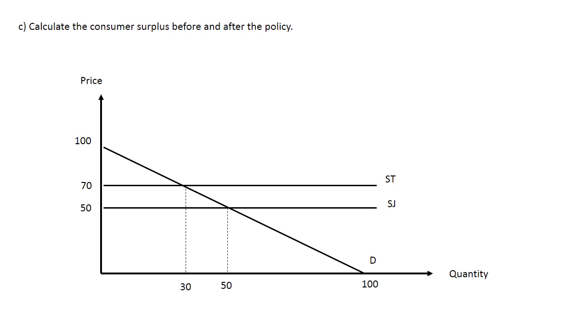Okay, then you have to calculate after the policy. This is the area of the consumer surplus after the policy. How much is the consumer surplus after the policy? The same thing you have to do: 1 over 2 times (100 minus 70) times 30, and you will get 450. Okay, so this is the consumer surplus after the policy.